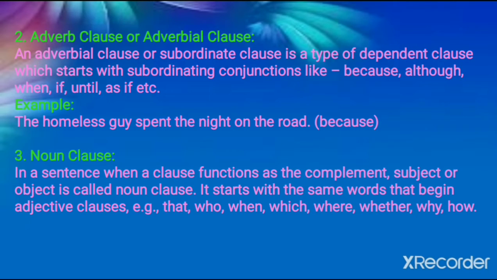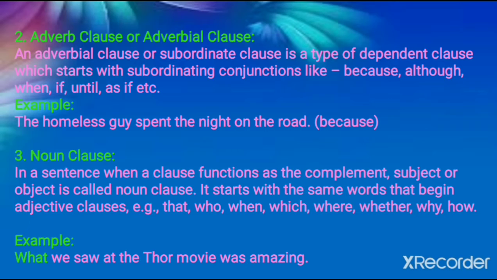Next, noun clause. In a sentence, when a clause functions as the complement, subject or object, it is called a noun clause. It starts with the same words that begin adjective clauses. Example: that, who, when, which, where, whether, why, how, etc. Example: what we saw at the Thor movie was amazing.